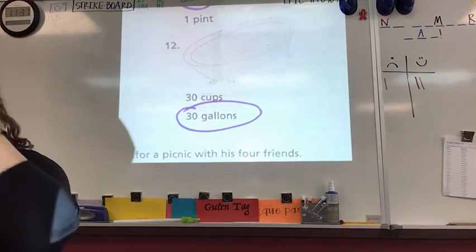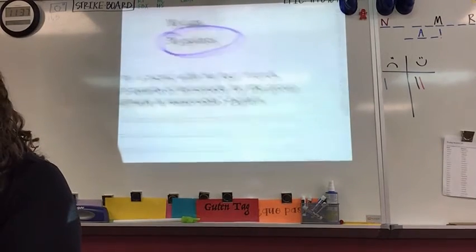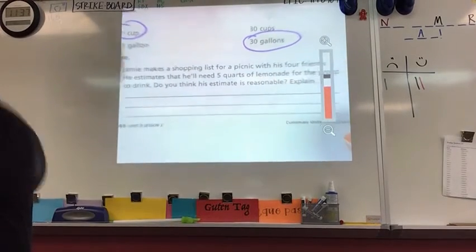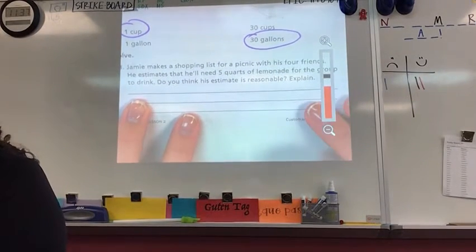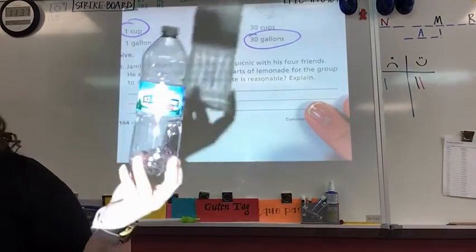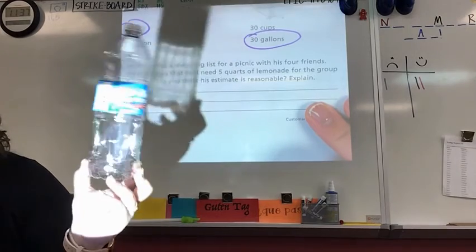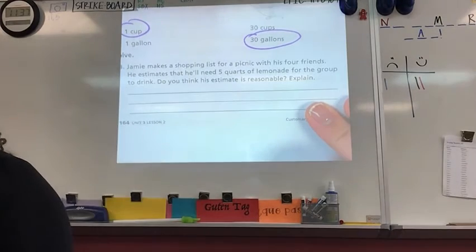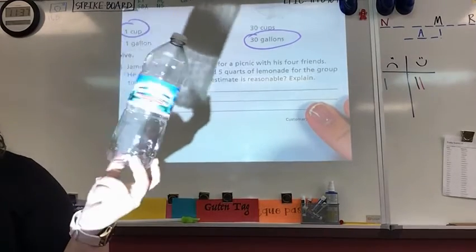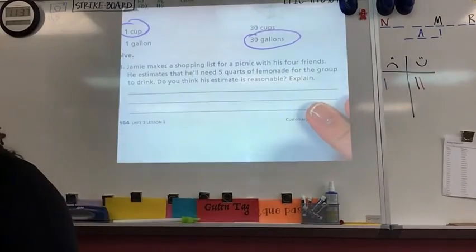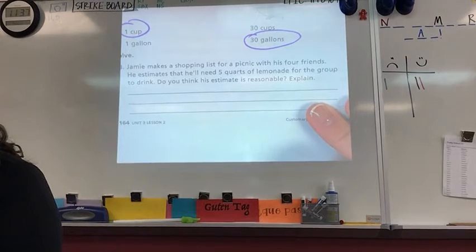So then, if we're thinking problem solving, if Jamie made a shopping list for a picnic, and she wants 4 friends to go on this picnic, he estimates that he's going to need about 5 quarts. Remember, this is the size of a quart. He thinks he'll need about 5 quarts of lemonade for his group to drink. Do you think that's a reasonable estimate or not? I want to hear from a mathematician. Would 5 of these be pretty reasonable for 5 friends, because it's Jamie plus 4 friends? Would they each drink this much? Or do you think that's not very reasonable?